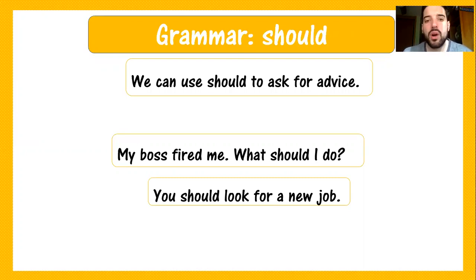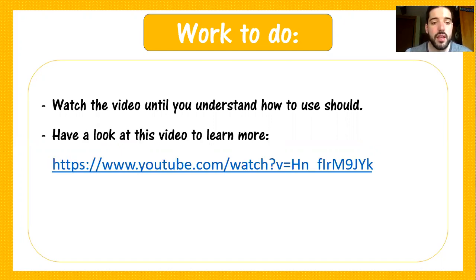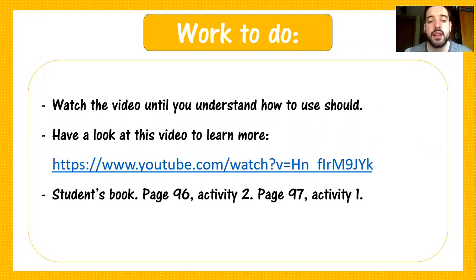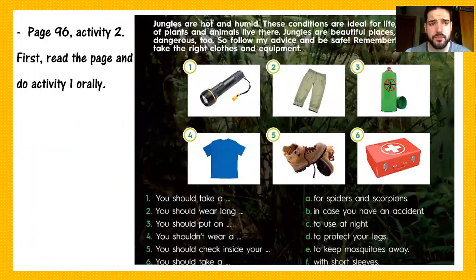Okay, let's see now what you have to do for this part of the unit. First, watch this video until you understand how to use should. Then you can have a look at this other video where you have more examples with should. Then you have to go to the student's book and make the activity 2 from page 96 and the activity 1 from page 97. And finally, the activity books, pages 89 and 90. Easy, right? Let's see the activities one by one now.